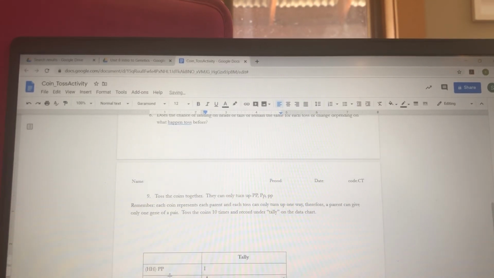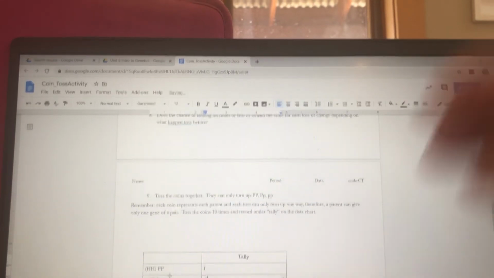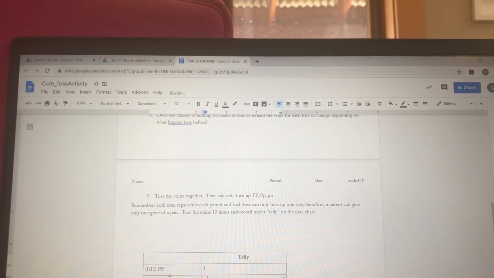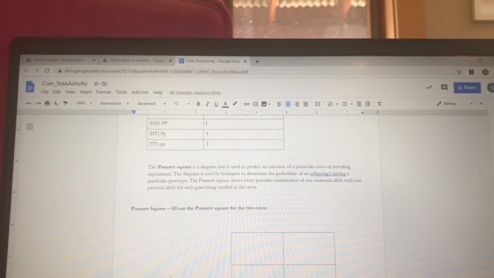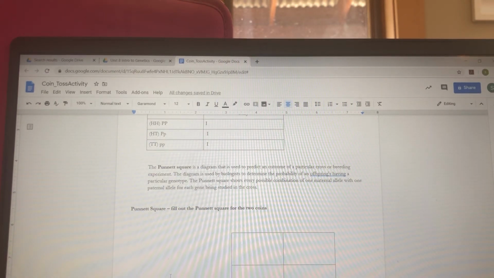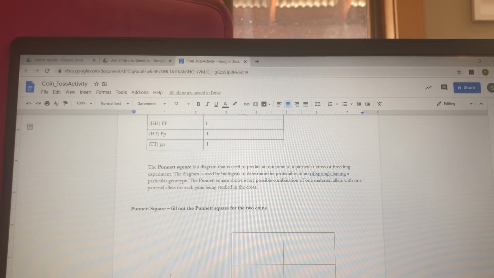Oops, I'm all messed up with my computer. Put a tally here. You're going to keep doing that until you hit 10, and then you're going to answer the questions, and you're going to come down here and attempt to fill out a Punnett square. Okay? Please email me if you have any questions. Good luck and have fun.